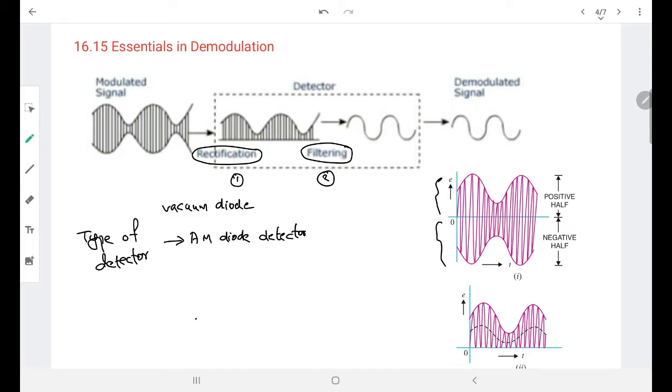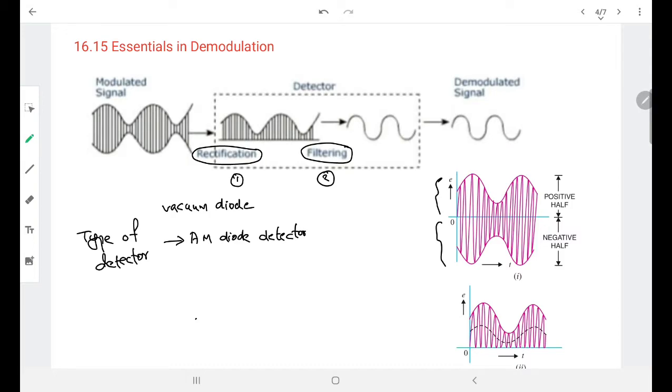Since the positive and negative halves are exactly equal, the average will be 0. Suppose this is x and this is minus x, exactly equal, so x minus x by 2 is equal to 0. So the average current is 0 and the speaker cannot respond. So we can eliminate this half cycle through the process of rectification, and it is shown in figure 2.